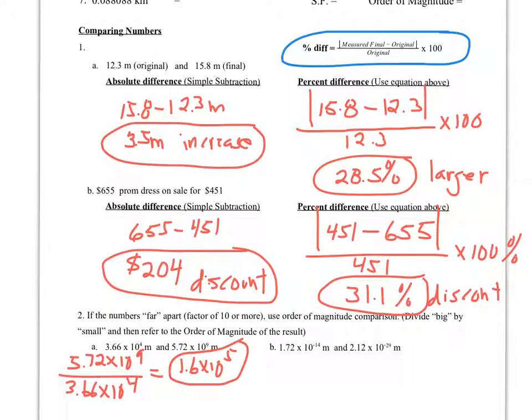Same thing in part B here. Take the big number. In this case, the big number is the 1.72 times 10 to the negative 14th. That's a bigger number than 2.12 times 10 to the negative 29th. That's a really, really small number. It's a negative 29. You divide those 2 numbers, and you get 8.1 times 10 to the 14th. That's how much bigger the bigger number is. That many times bigger.